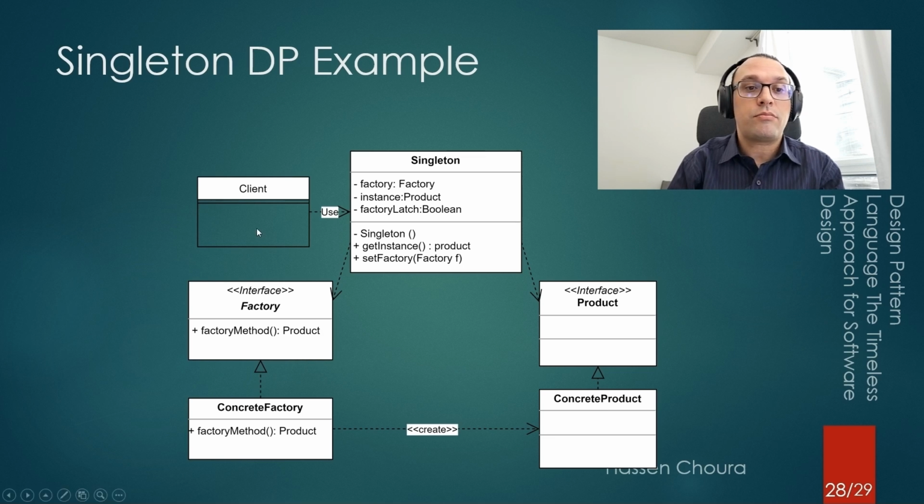In that case, I will opt for the following presentation. The client will send the request to the singleton. In the singleton, we have get instance. We will check if we have an instance. If we don't have an instance, we will opt to invoke the most appropriate factory method.